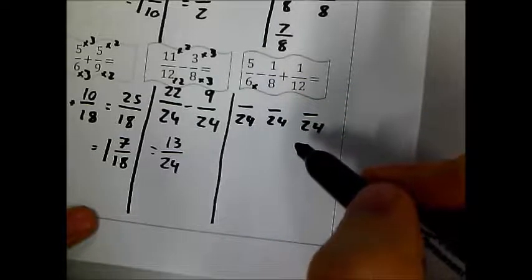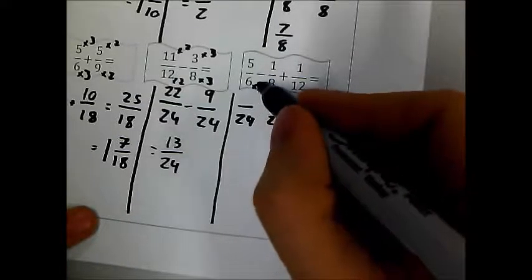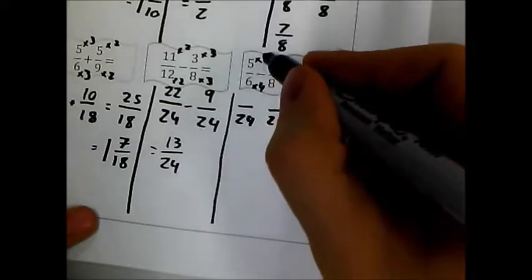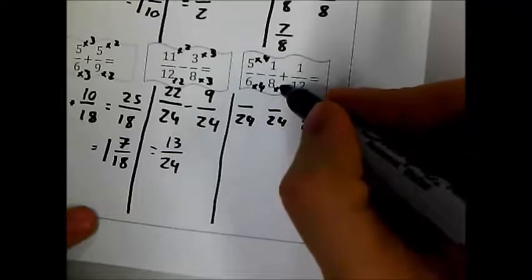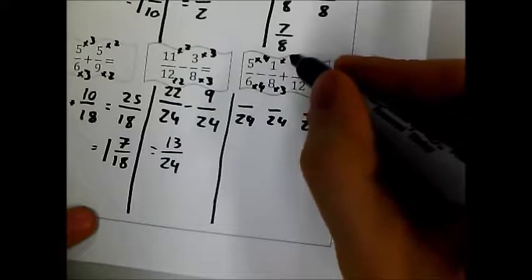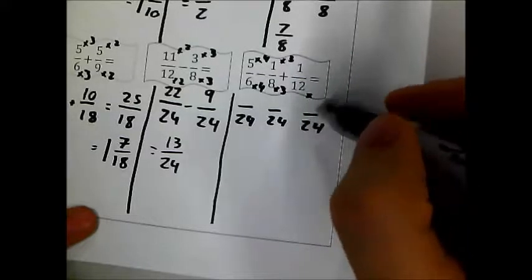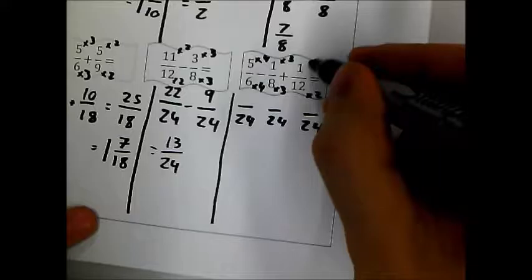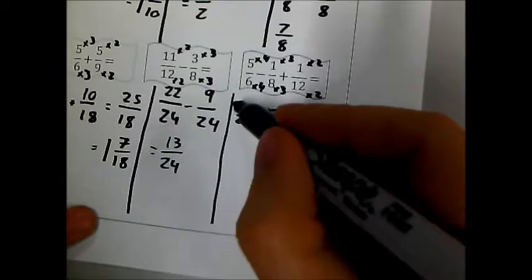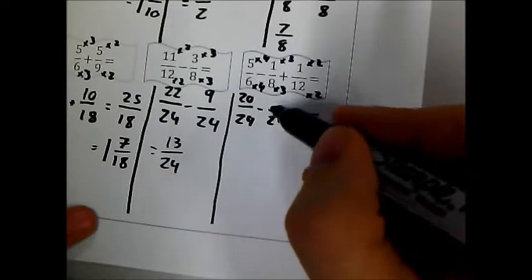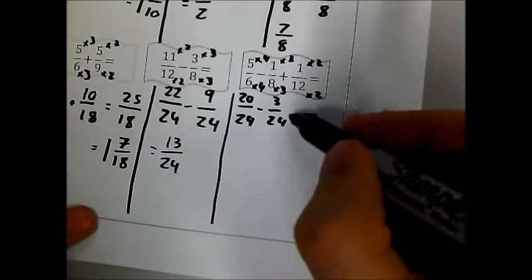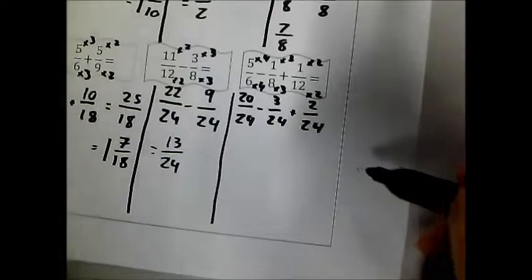I've multiplied that by 4. So multiply that by 4. I've multiplied that by 3. So multiply that by 3. And I've multiplied that by 2. Multiply that by 2. So 20 over 24. Subtract 3 over 24. Add 2 over 24.